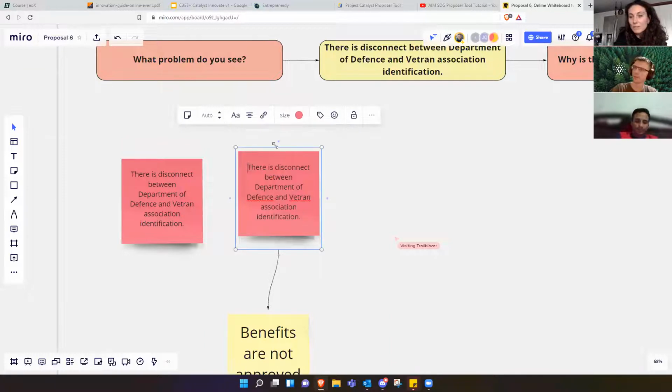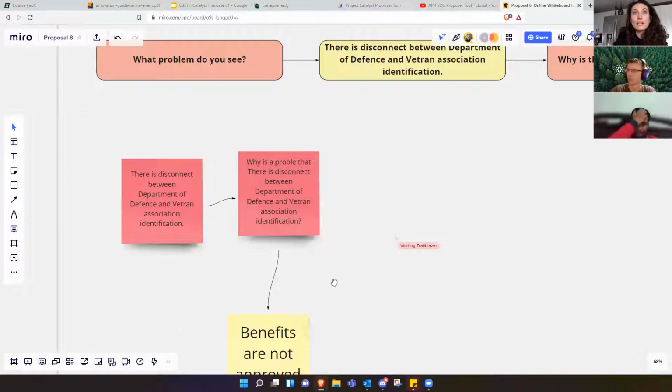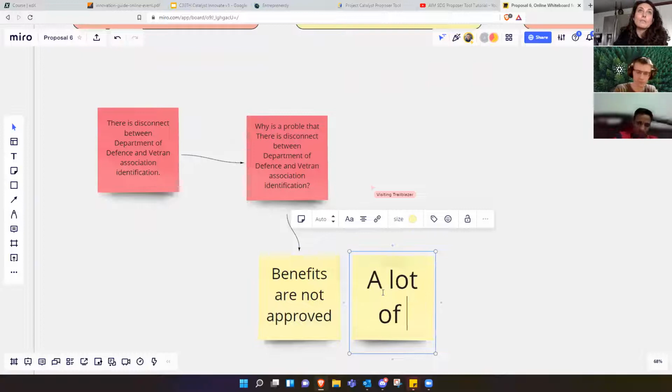If their benefits are not approved, that means they are not able to get the medical care they need, which means that a lot of them are suffering from PTSD without help. I mean, all the things that veterans deal with when they come back, as far as feeling like they can still take care of their families and be able to adjust back to normal life.